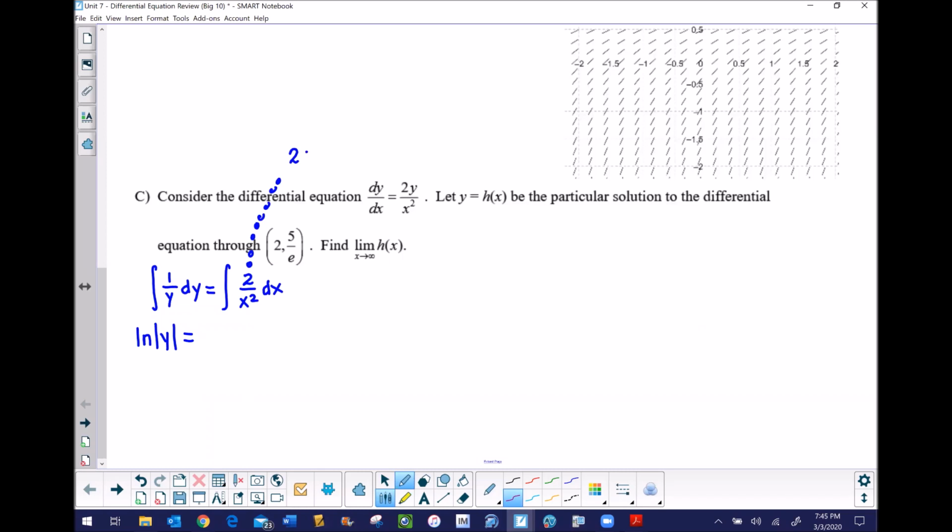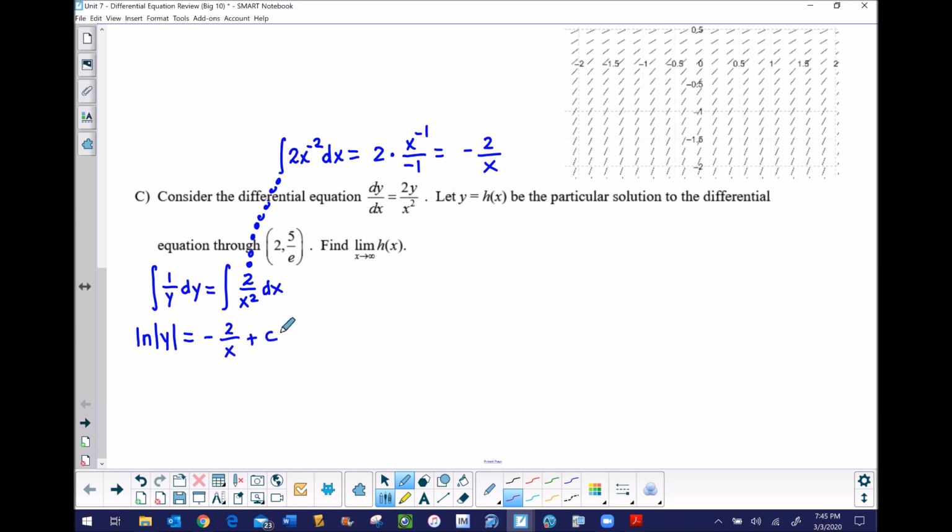This is 2x to the negative 2 that's being integrated. So the 2 drops as a constant. The x raises a power, and then you put the negative 1 power also below it. This thing looks like a hot mess right now, but let's clean it up a little bit. You just got yourself a negative 2 over x is all.